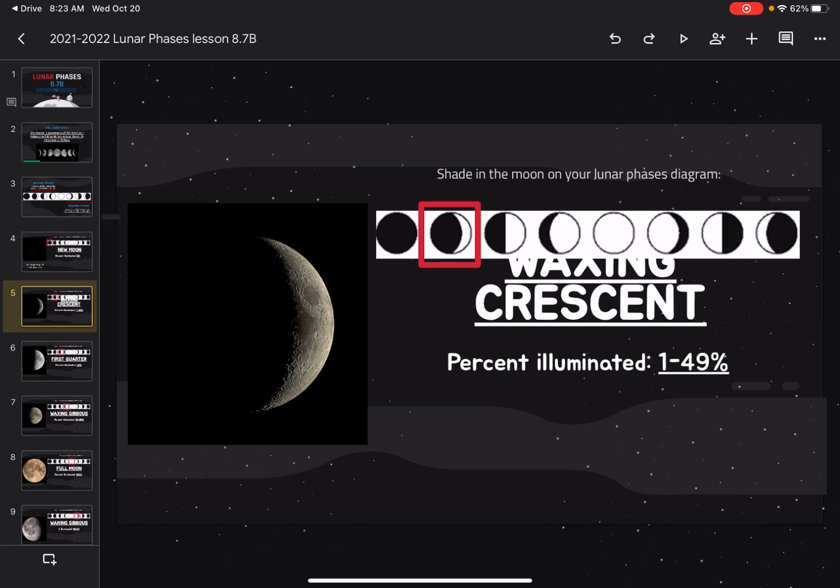All right. So as we start to get some light, it is then called a waxing crescent. So with the waxing crescent, you can think of a crescent. It's going to be the C shape, and it's waxing. So it's going to be the C shape with the light on the right. So this can be any illumination between 1% and 49%. Because remember, a new moon is 0%. So the next phase is waxing from 1% to 49%.